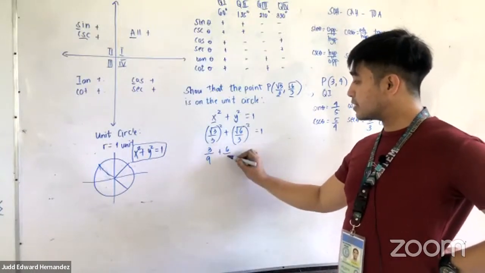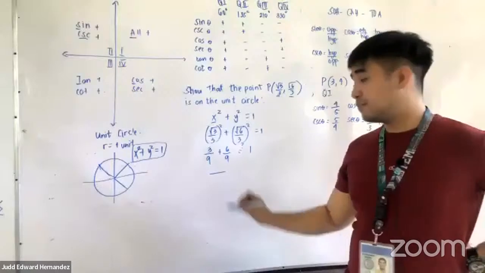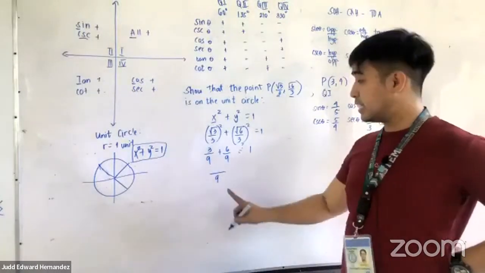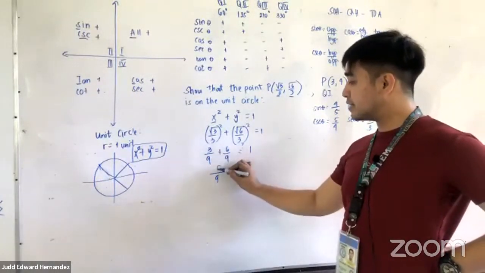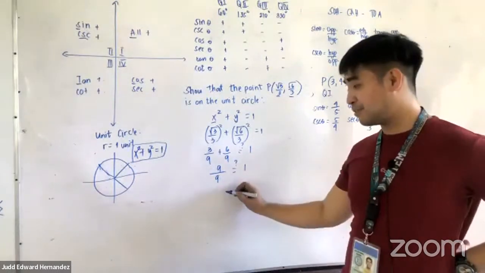3 squared is 9. Is that equal to 1? Let's see. Both denominators have the value of 9. LCD is 9. 3 plus 6 is 9. Is 9 over 9 equal to 1? Yes. Therefore, 1 is equal to 1.